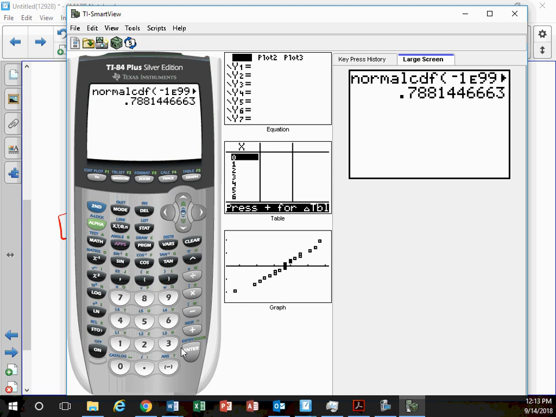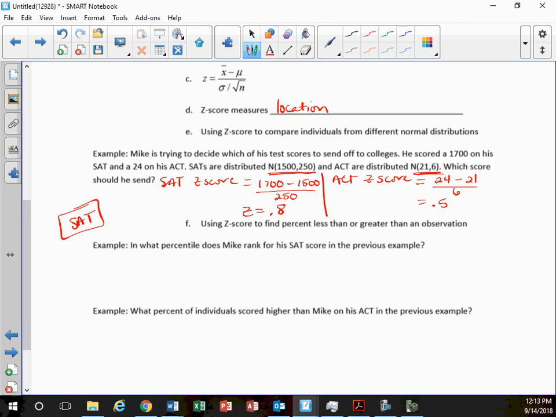Anyone else having calculator troubles? Okay, so what do you think that 0.788144 means? Yeah, 78th percentile. I would round it up, I'd say almost the 79th percentile. Yeah, exactly. So remember we did our normal CDF, and Mike ranks in about the 79th percentile.